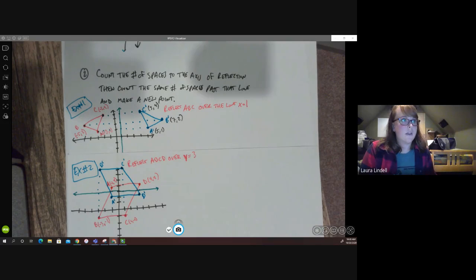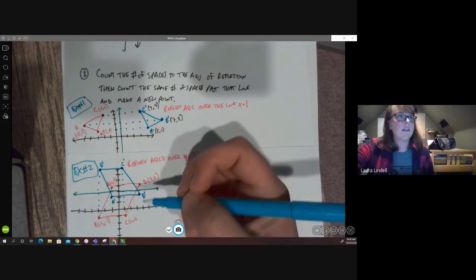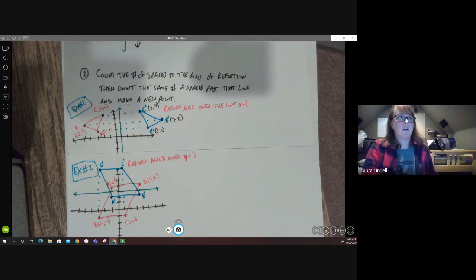Okay. And so again, our shape should look pretty much the same as long as we counted correctly and everything. So if your shape looks drastically different, or it doesn't look like it was mirror imaged in the line, then something might have gone wrong. And that's where we would want to go back and try counting again or something like that.